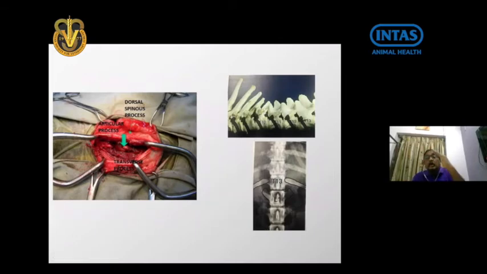It is having a caudal orientation. At T11, the dorsal spinous process becomes cranially oriented. This is called the anticlinal vertebra. If you look carefully, you will be able to palpate the anticlinal vertebra.